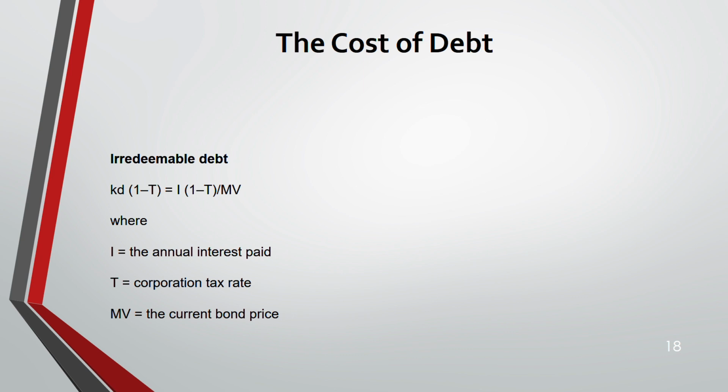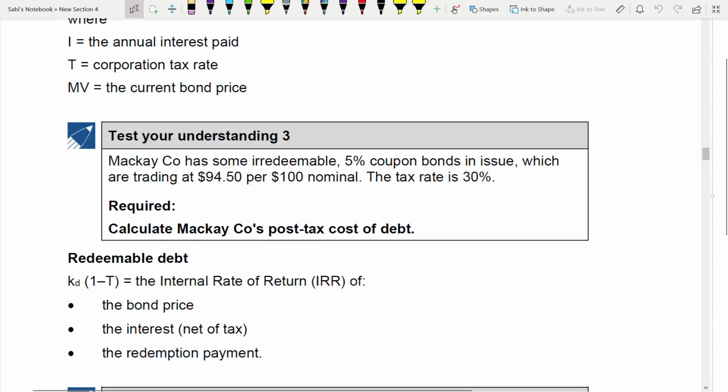So let's do test your understanding 3. So this is irredeemable. They have already mentioned it. You have to find the post-tax cost of debt. Tax rate is 30%, 5% coupon bond, and trading at 94.5 per $100. These terms you need to understand very specifically. This is for bond. And bond, you will see in AFM, you will at least get one question on bond. Sometimes more than one also, but bond valuation will always be there in AFM. Especially under debt, you cannot skip it.